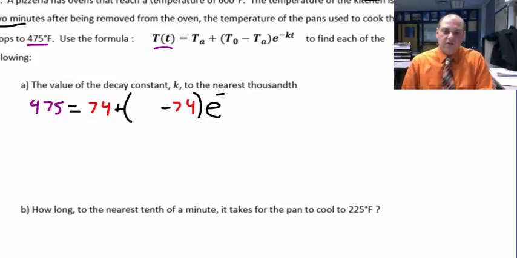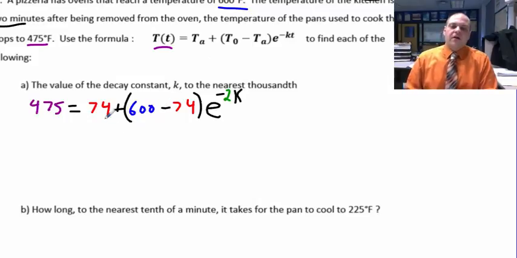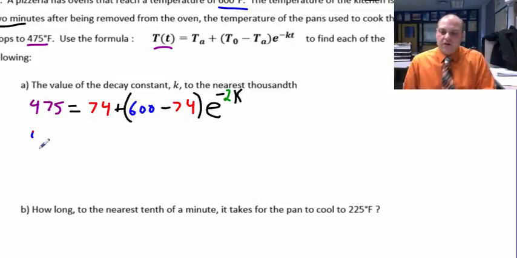Okay, so t is going to be green, 2, and then k. And my initial temperature was that when it came out of the oven, 600. All right, so that's going to be blue. 600 is my initial temperature. All right, so there we go. Subtract the 74. Let me solve this in black. That gives us 401 equals, and 600 minus 74, of course, is 526, e to the negative 2k. And then divide by 526.